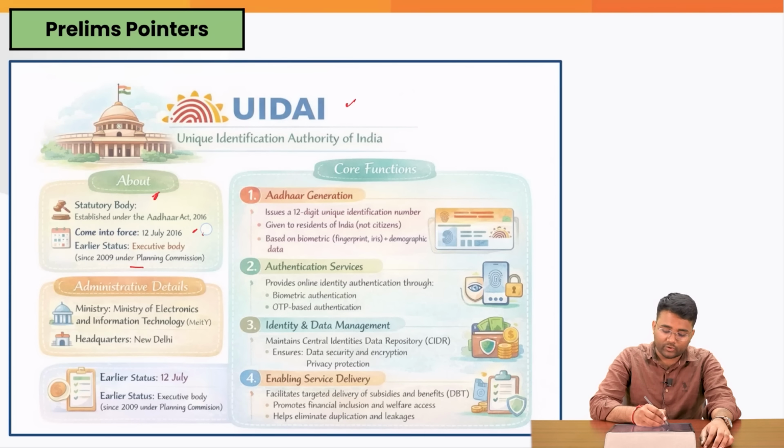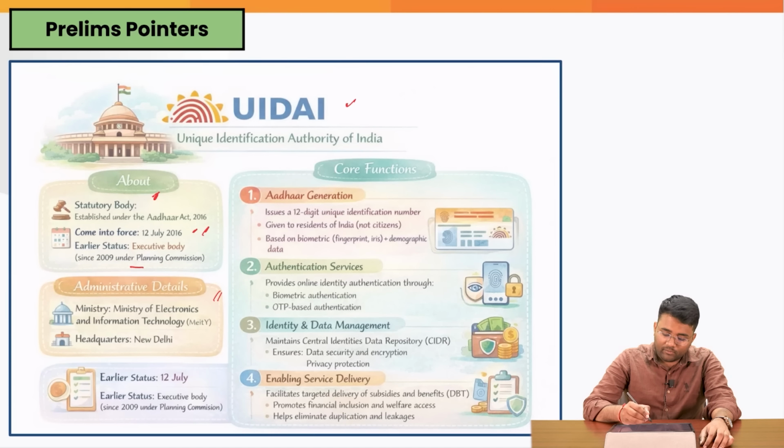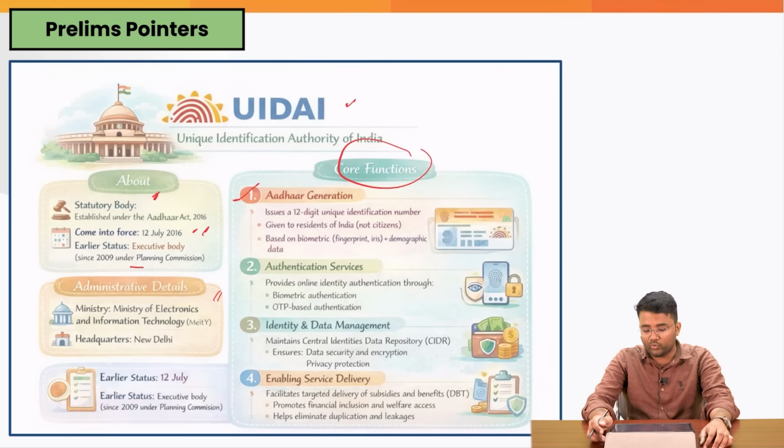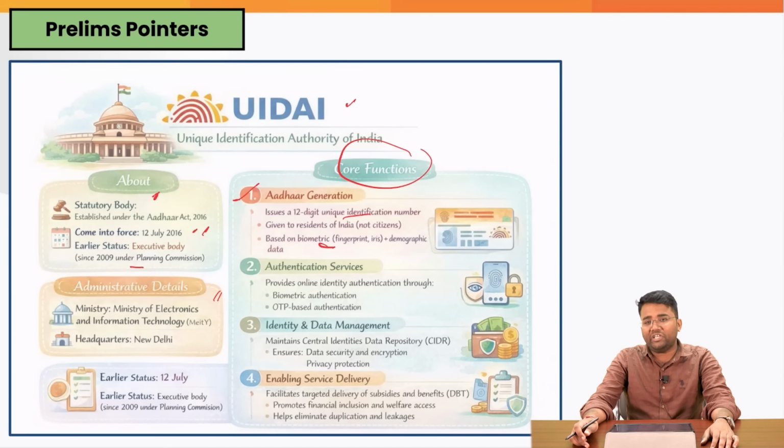It got its statutory status in 2016. It comes under the Ministry of Electronics and Information Technology. Headquarters is in New Delhi. And the main function of UIDAI is Aadhaar generation, that it issues a 12-digit unique identification number, that is the proof of residence, not the proof of citizenship. And this is based on the biometric details, the fingerprints, iris, etc. of the people, plus the demographic data.